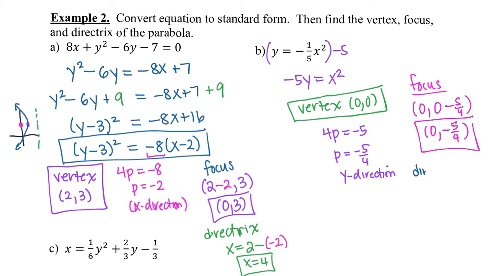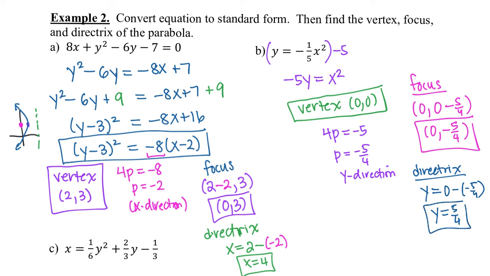Okay, and then for my directrix, since it's opening in the y direction, it's going to be y equals. Ignore everything I just said. Okay, it's y equals, from the vertex in the y direction, I'm going to subtract the p-value. So y equals 0 minus -5/4. And yes, you could do this in your head. I would get y equals 5/4.